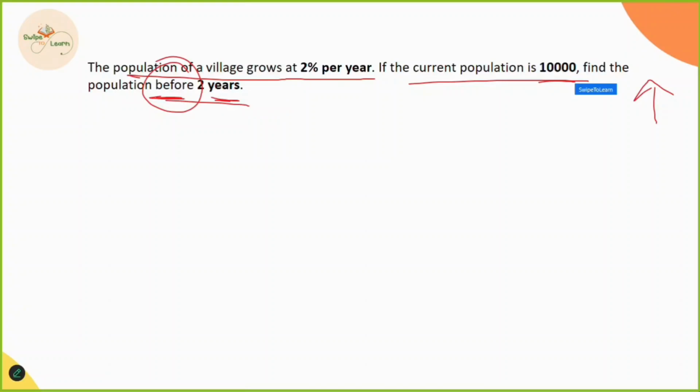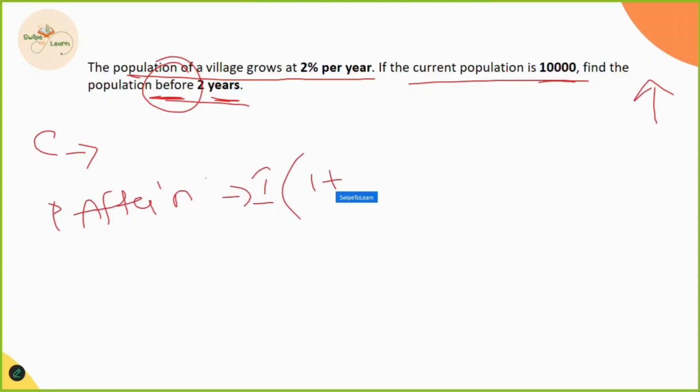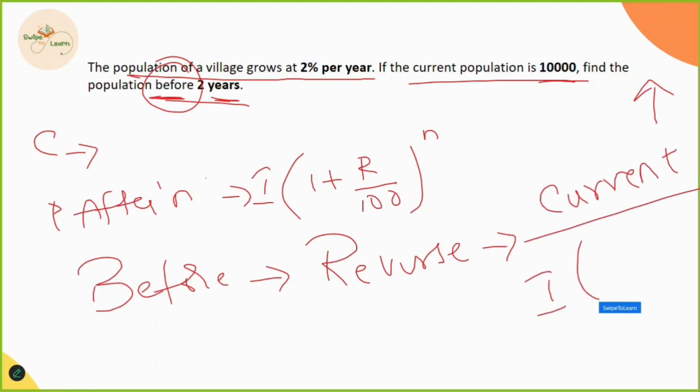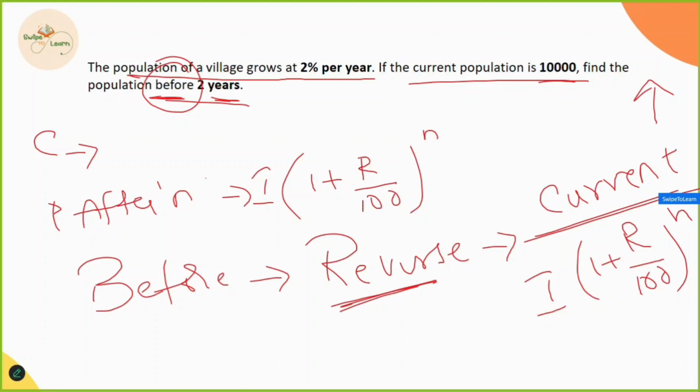The current population is 10,000. We know the compound formula for calculating the population after n years: initial population into (1 plus r by 100) whole power n. But now we are using the reverse, or before. We have to calculate the before population, so we are reversing the formula. The formula is: current population divided by (1 plus r by 100) whole power n. So for this reverse calculation, we divide instead of multiplying in the compound formula.